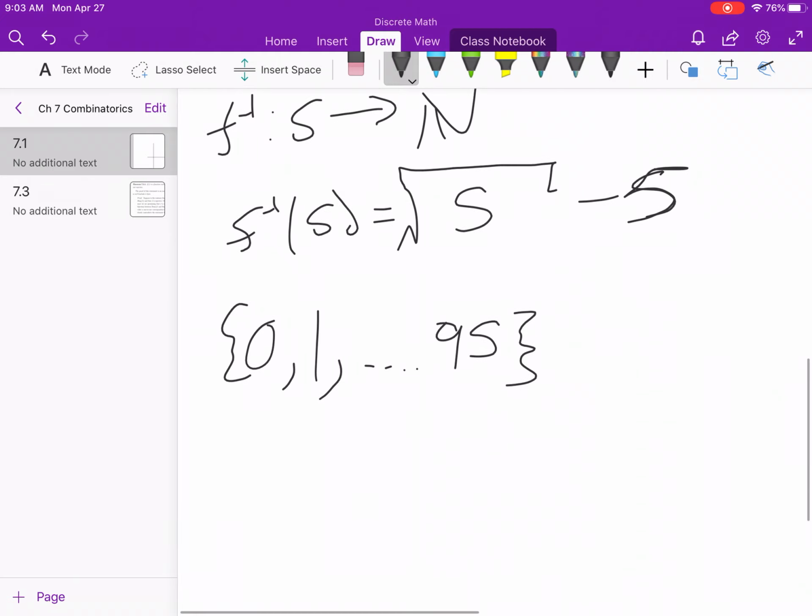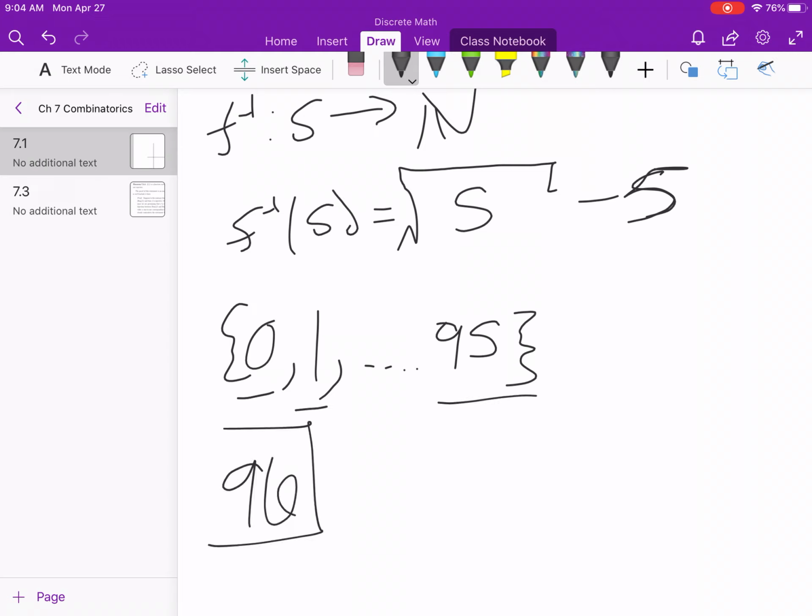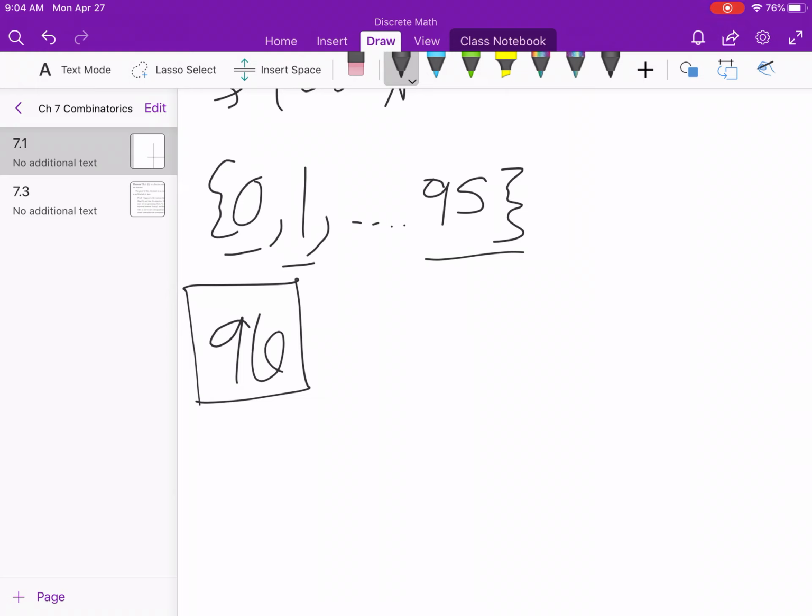So this is a subset of the natural numbers. I guess I really shouldn't say that f goes from the naturals to S, since it's only a subset of them, but no matter. At any rate, here I've got 0, 1, all the way up to 95, so there are 96 elements here. And that pretty much follows the idea that if it goes from 0 to n, then there's n plus 1 elements in the set. So there's 96 elements in my set.